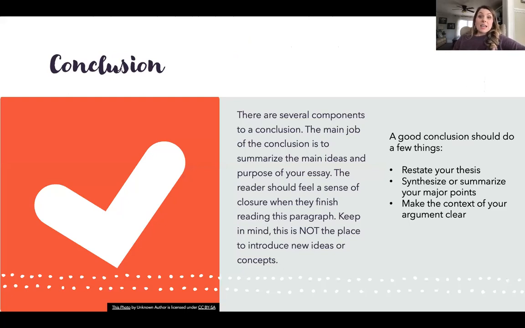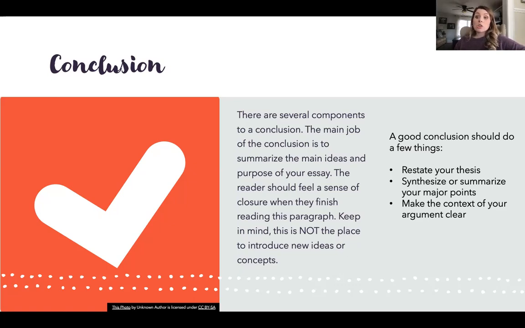The next thing that we need to discuss is the conclusion. There are several components to a conclusion, and the main job is to summarize the main ideas and purpose of your essay. The reader should feel a sense of closure when they finish reading this paragraph. Keep in mind, this is not the place to introduce new concepts or ideas. So, for example, guys, in your own paper, this isn't the place where you throw in a new character quality in the last paragraph, or you start talking about another field for some reason. This is the place where you are simply summarizing and driving home what you've already said.